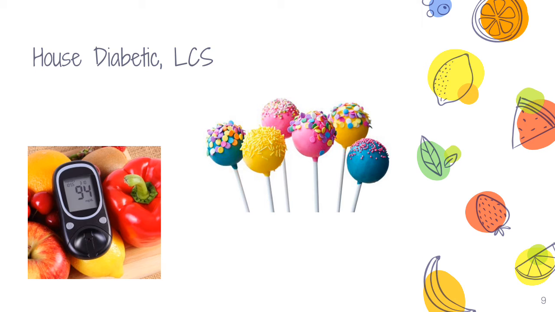Now I'm going to talk about some of the different diet types. A house diabetic or a low concentrated sweets diet is the most common diet I see in the nursing home and is typically for diabetic patients. This diet is to help control patients' blood sugar levels. These people need to avoid sweets like cakes, ice cream, honey, and sweet tea unless there is no sugar added.